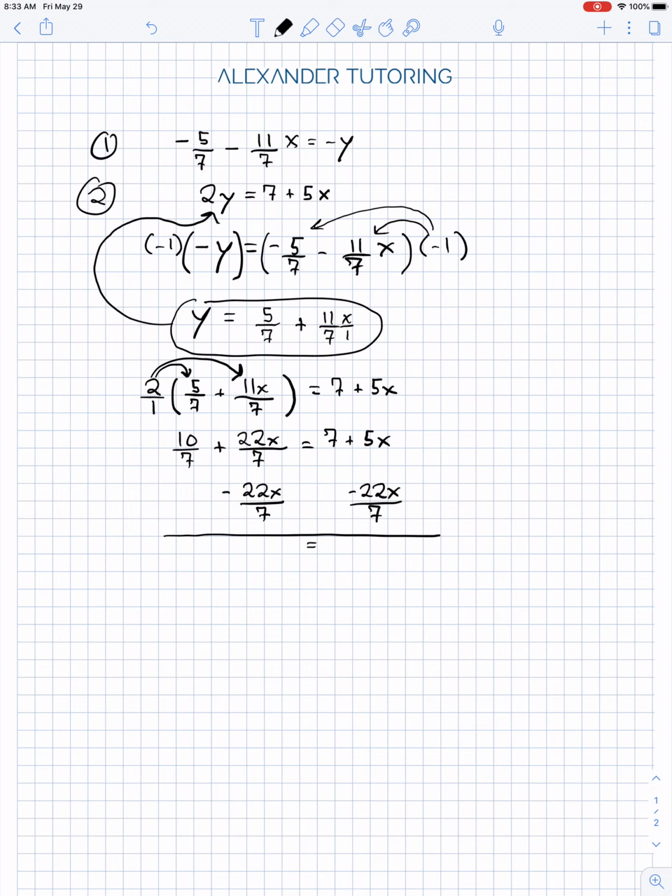Okay, and now we evaluate what's left over on the left-hand side. You can see that these guys go to 0. That's the point. And we still have that 10 over 7. And on the right-hand side, I'm going to write this out all on a line. We have 7 plus 5x minus 22x over 7. Now, here's where you have to be good with fractions.